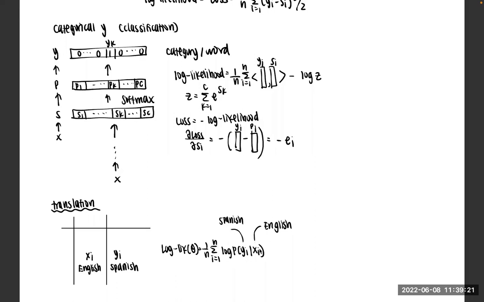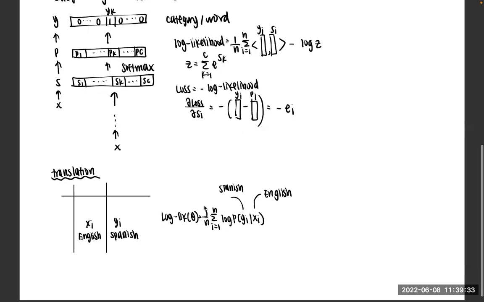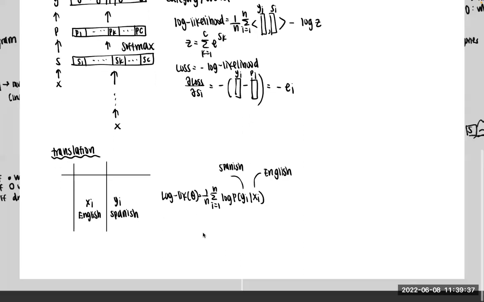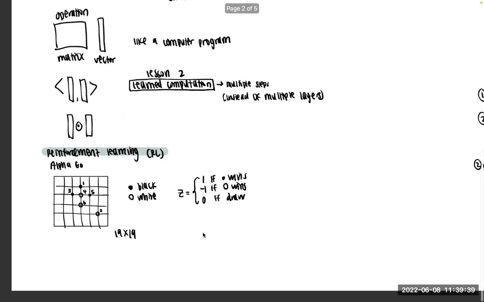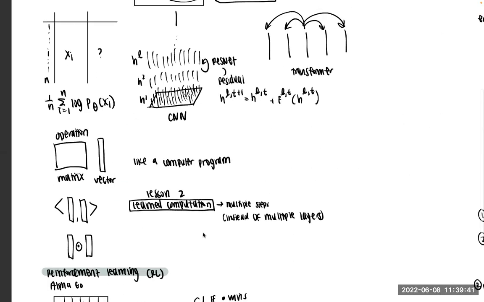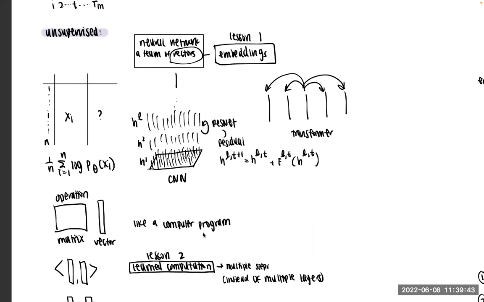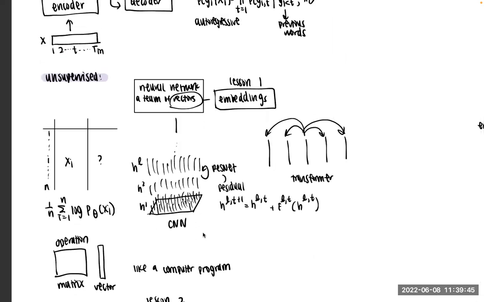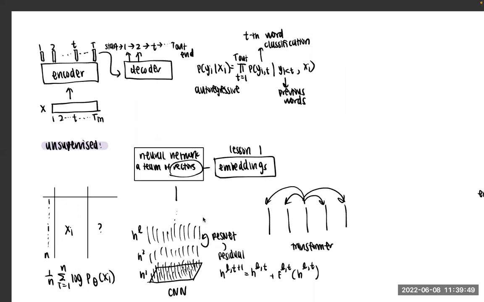So again, this is a probability distribution, and Xi may be the English sentence and Yi is the Spanish sentence after the translation. And we want to learn this conditional probability, just like in other supervised learning problems. We always use the same notation for the learned model, P of Y given X, and we use the same log likelihood.